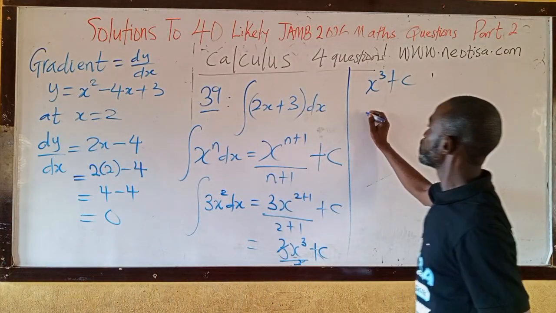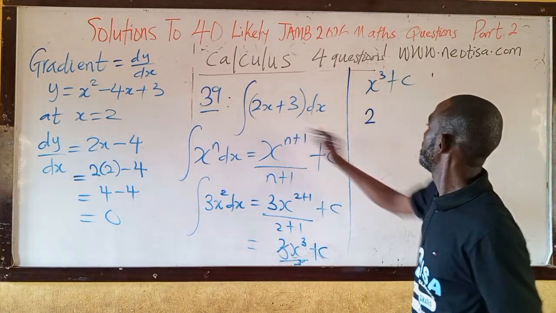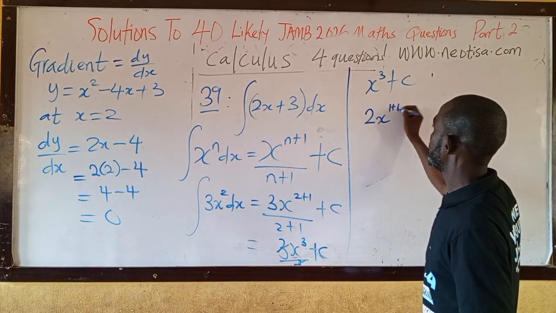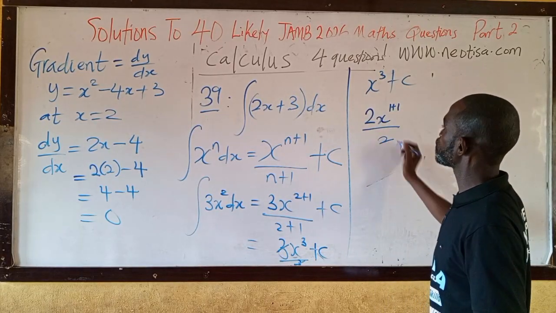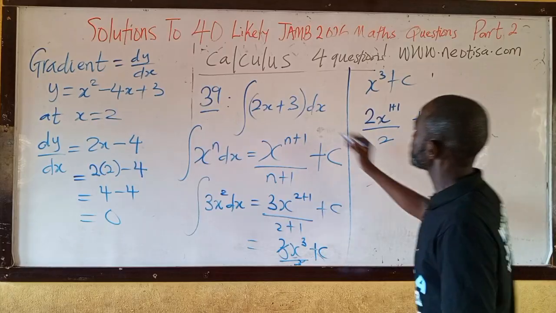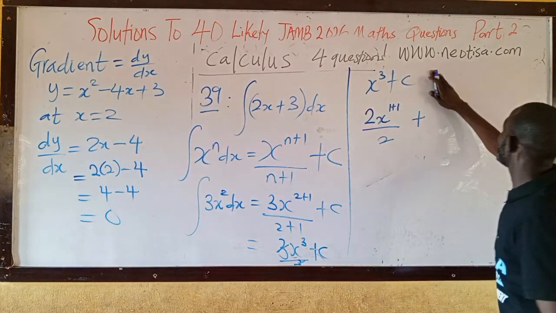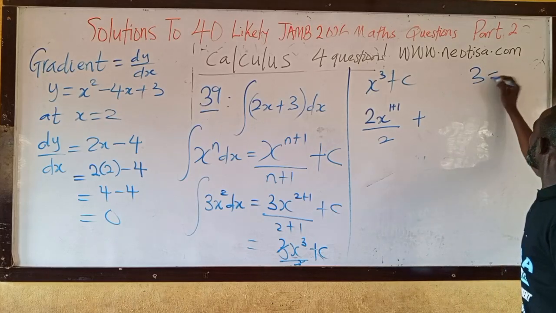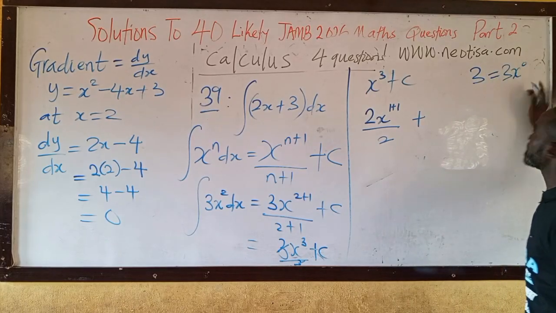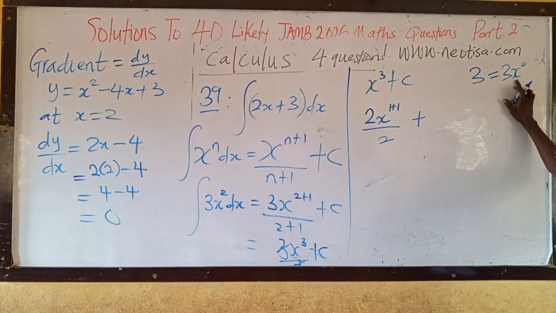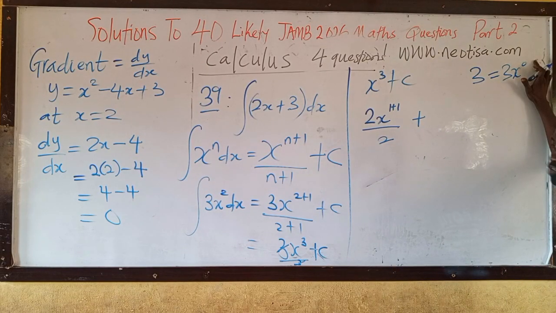That will be 2x. This is x to the power 1. I have 1 here. That will be 1 plus 1, all over 2. Then plus, this one has x to the power 0. Ordinary 3 is the same as saying 3x to the power 0. A constant cannot stand alone here, so it must have a variable. This variable is x to the power 0.